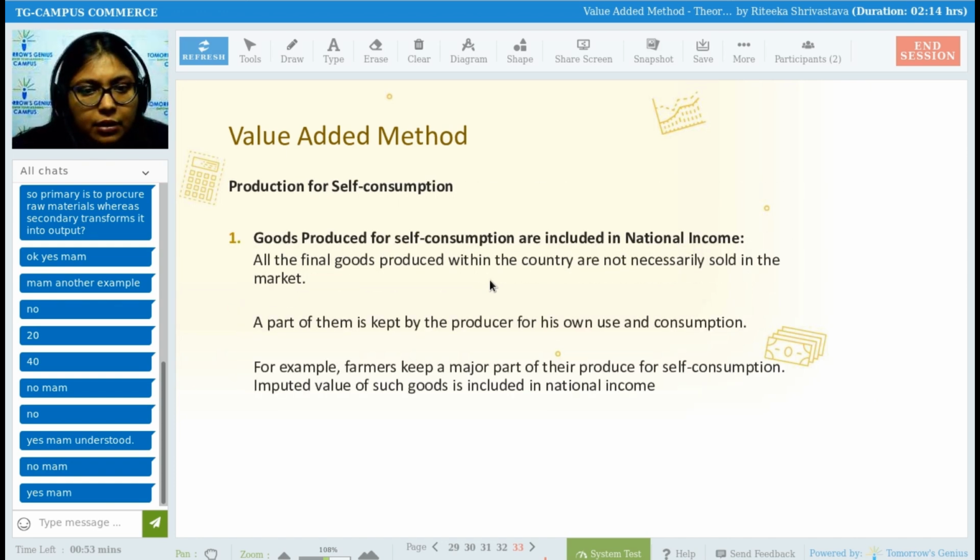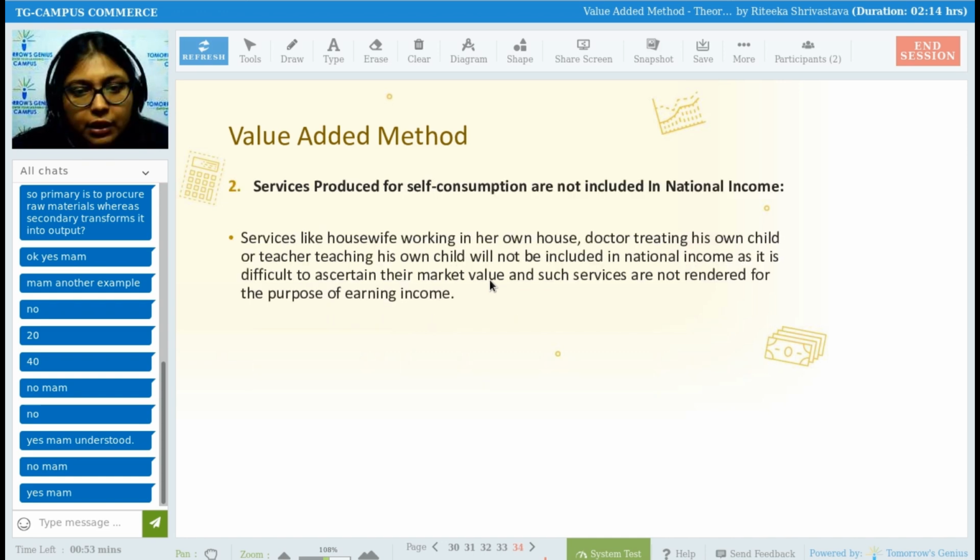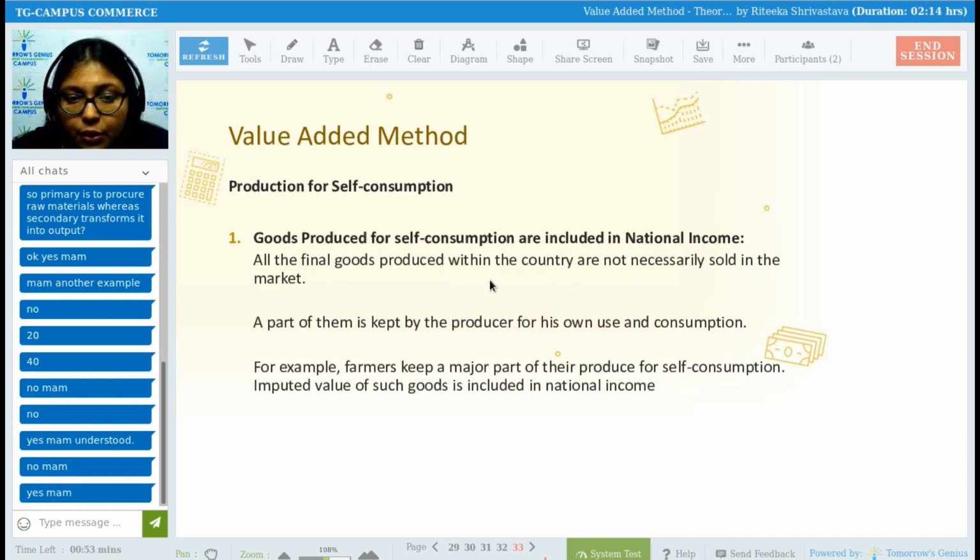Goods produced for self-consumption are included in national income. Just now we said that even if goods are produced for self-consumption, they are going to be included in national income. So how will we take their value? By understanding the imputed value. Services produced for self-consumption are not included in national income. See, my major difference.